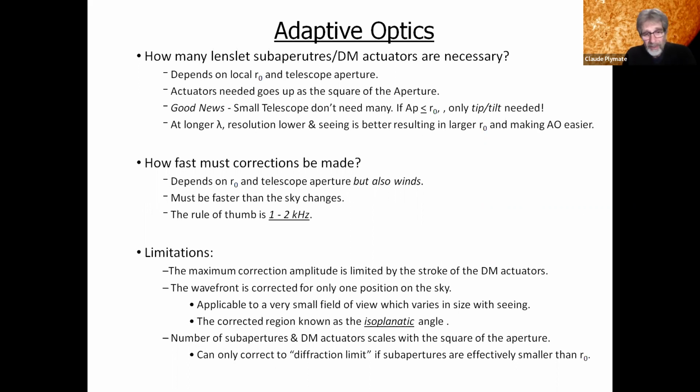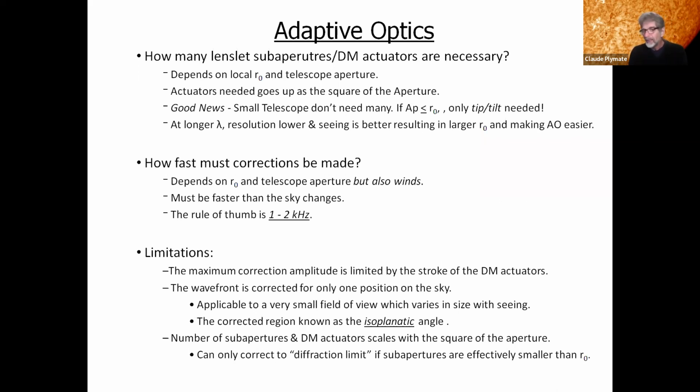Now, very importantly, the limitations. Of course, if the amplitude of a wavefront coming in is too great, it will be larger than perhaps your deformable mirror can actually form and correct. That doesn't mean that the adaptive optics system can't still help. It just means that it will not be able to fully correct for that wavefront distortion.